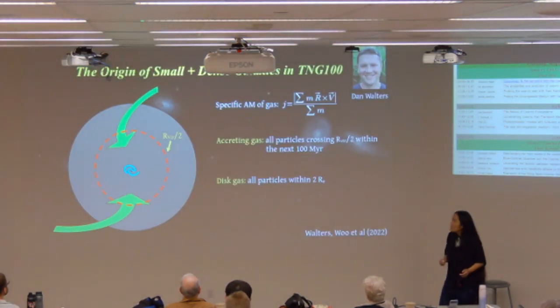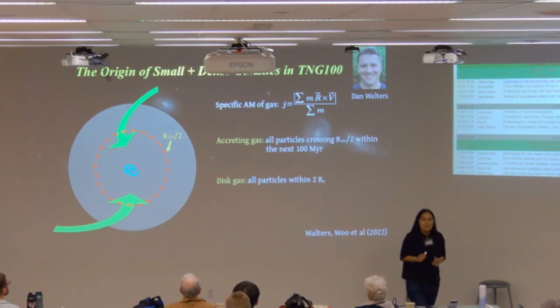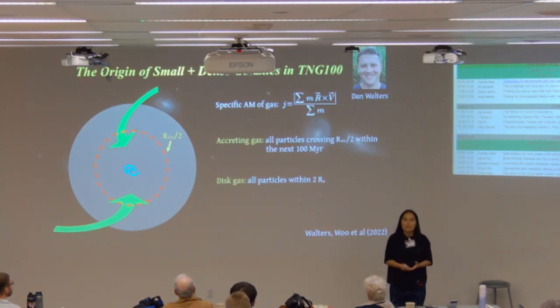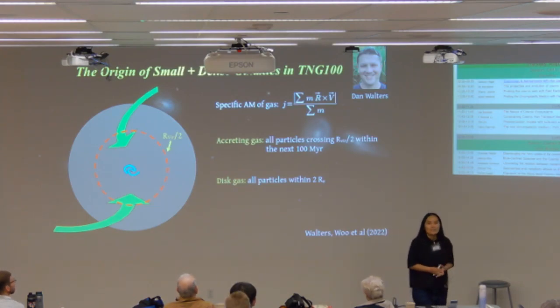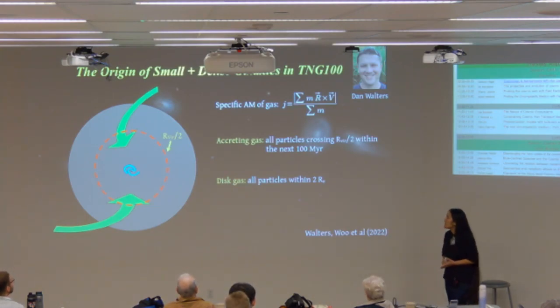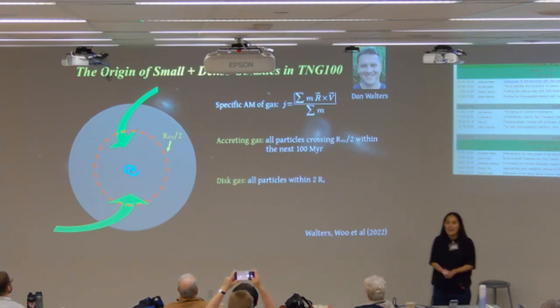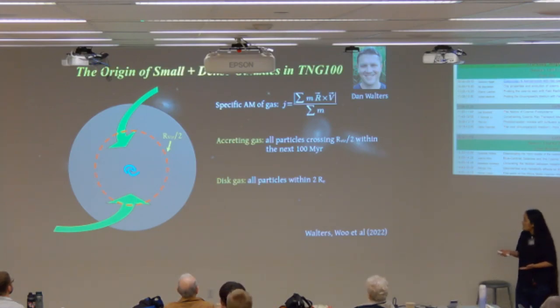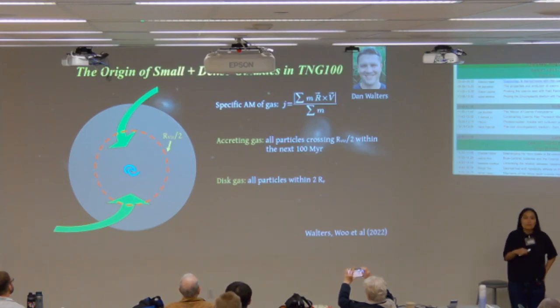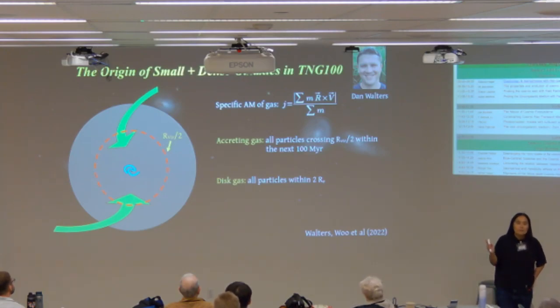So we checked a lot of things for why they might be blue-centered. We checked Toomre Q instability. We checked a whole bunch of things, and what we discovered was that it's related to the angular momentum of the accreting gas. This is how we define the angular momentum of the accreting gas. We have streams coming in, and if they cross R_vir over 2, we calculate their m R cross V, and then we divide by m, so we get the specific angular momentum of the accreting gas.